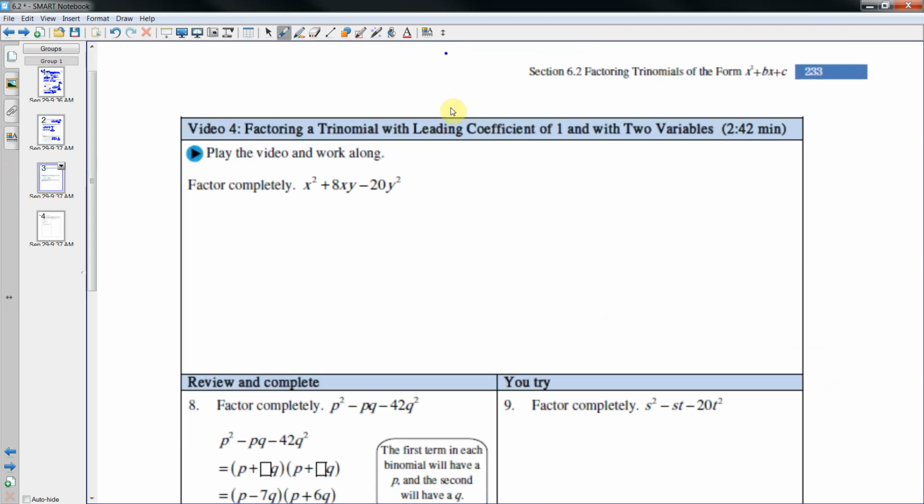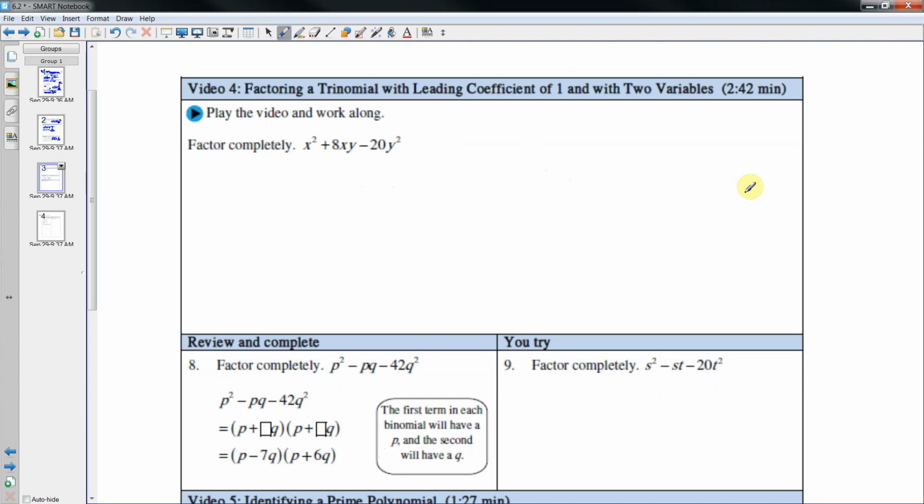Okay, let's do some that have more than one variable. These are sometimes confusing because you're trying to put variables in different places, and they just can be confusing. So first of all, we need to look: do we have a GCF? Because always look for a GCF first in every problem.